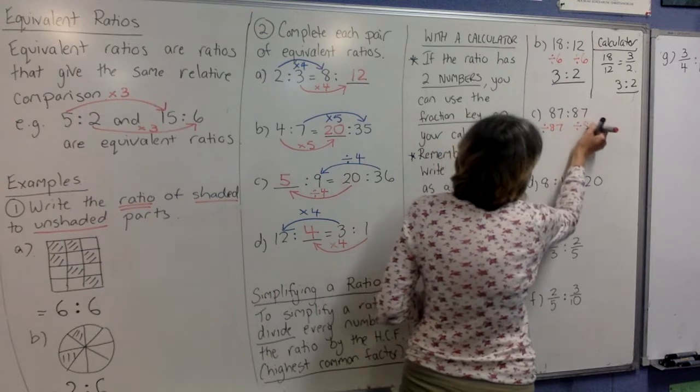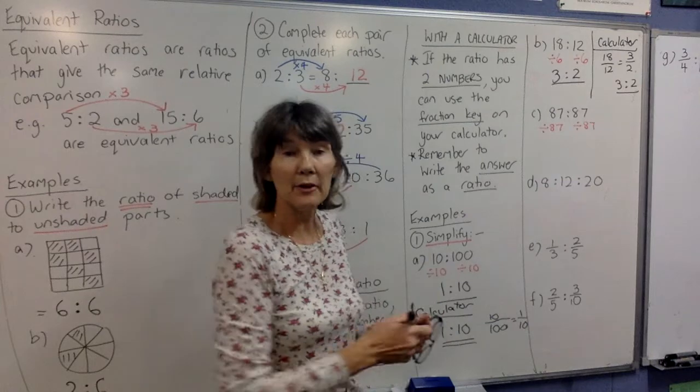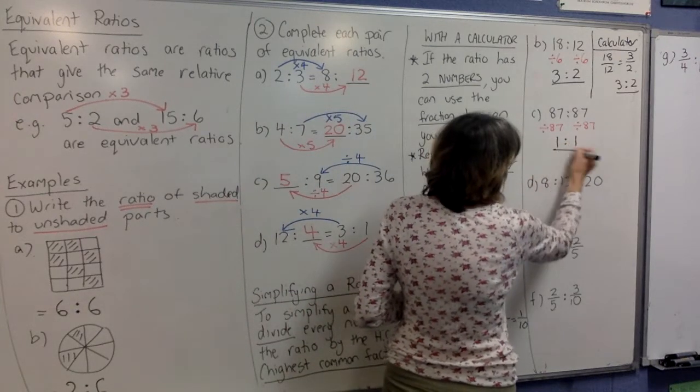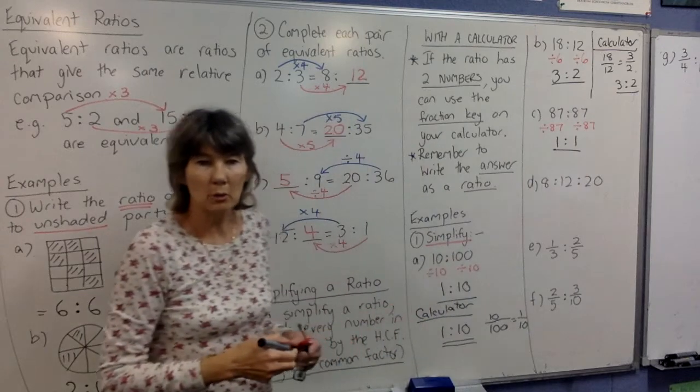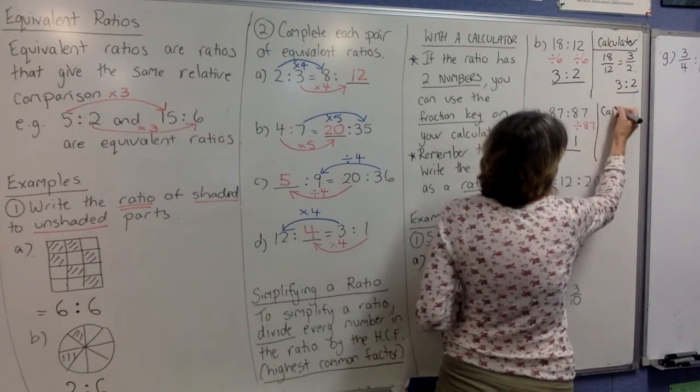And if we do that, you can use your calculator to do the division, or you should know it anyway. 87 divided by 87 is 1. Your answer is 1 to 1. Now, if you use your calculator on this one, be careful.